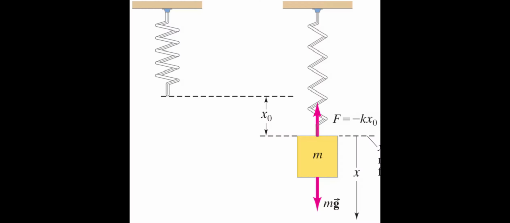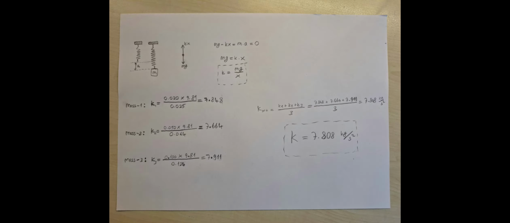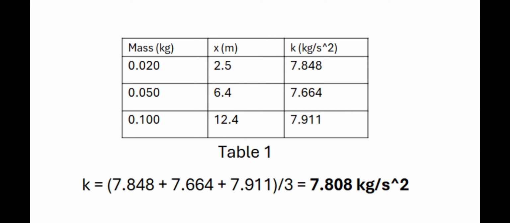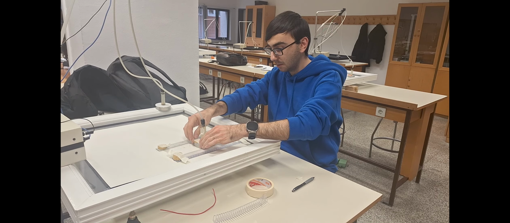After that, I found the amplitude. By using Hooke's law, gravitational acceleration and mass, I calculated the constant of the spring. I wrote the values I found in table 1. By using these values, I calculated the k value that I will use in my calculations.